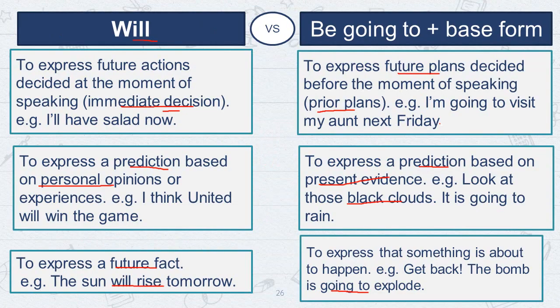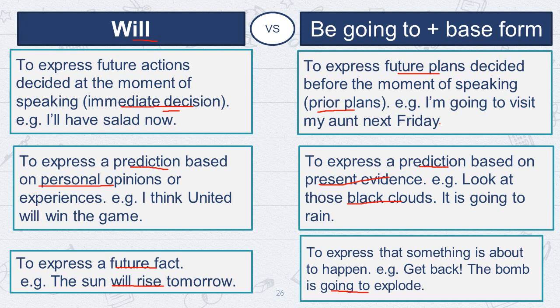Now will versus be going to plus base form. Will is used to express future actions decided at the moment of speaking. I'll have salad now. Be going to is used to express future plans decided before the moment of speaking. I am going to visit my aunt next Friday. Number 2, will is used to express a prediction based on personal opinions or experiences. For example, I think United will win the game.